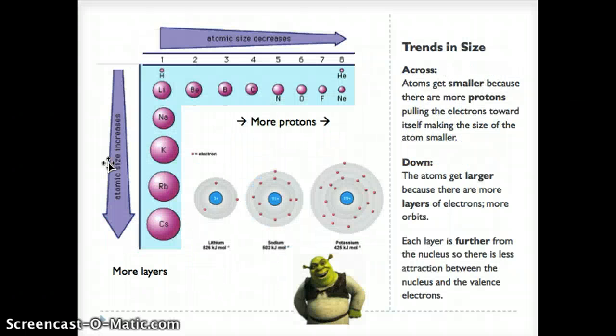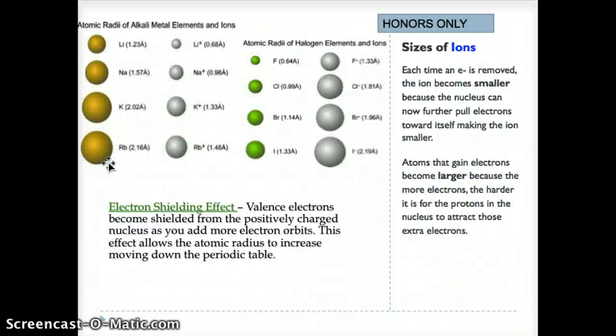So what I just said is right here. You could just look at the PowerPoint slides, which are found on my website. For honors, we talked about this. So if you're in honors, this is for honors.